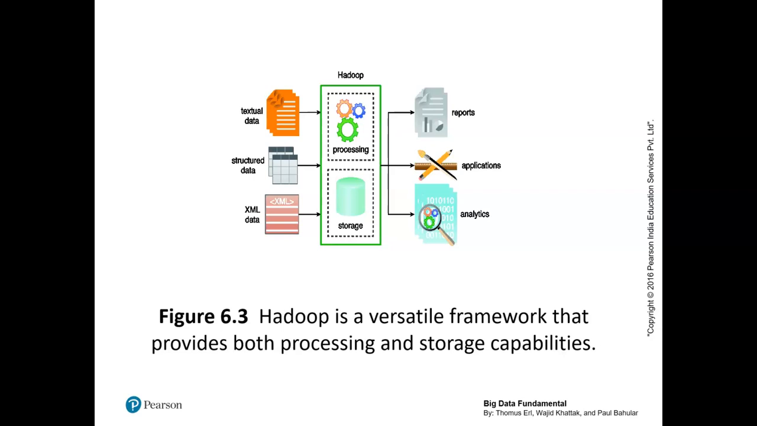In figure 6.3, you will see a very interesting structure for Hadoop, which is a versatile framework that provides both processing and storage capabilities. On the left-hand side, there are three different kinds of data. One is totally unstructured data, like textual data. Second is structured data, like SQL tables. And third is semi-structured data, which is XML data. These three kinds of data are processed by Hadoop.